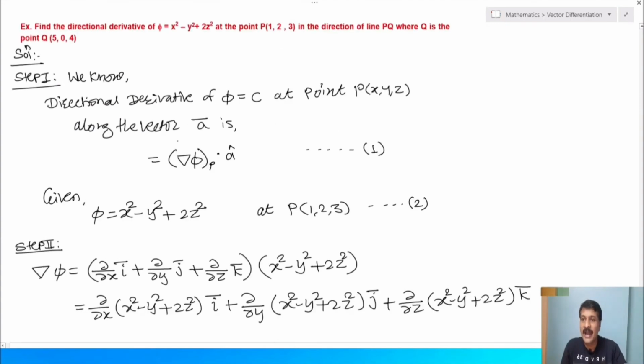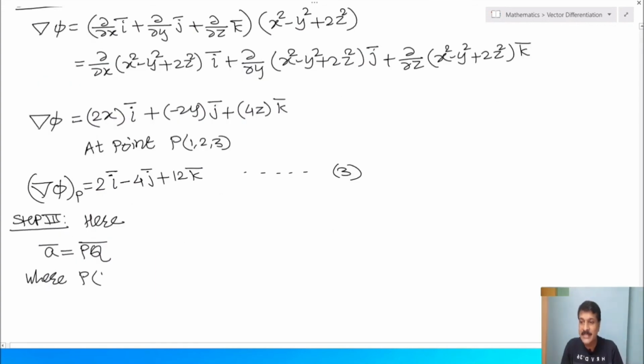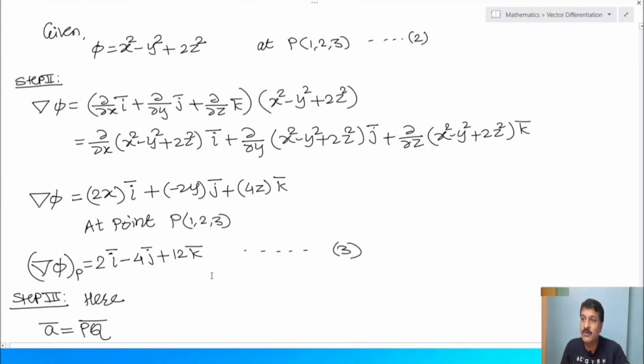So now we have this one. So what about a cap? A cap is the directional derivative of which direction? That vector is a bar. So here a bar is in the direction of line PQ. So step number 3, here vector A is along the direction PQ. PQ is one vector, where P is (1, 2, 3) and Q is (5, 0, 4).